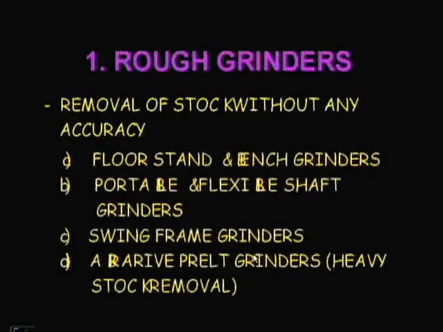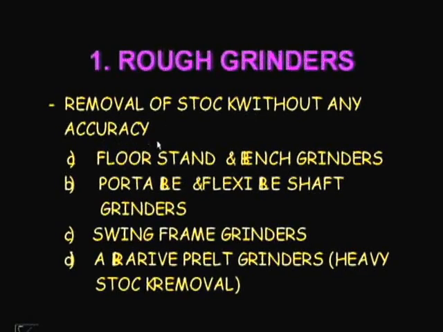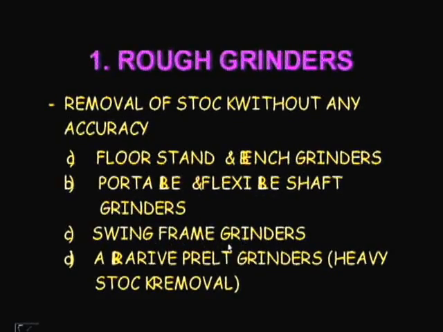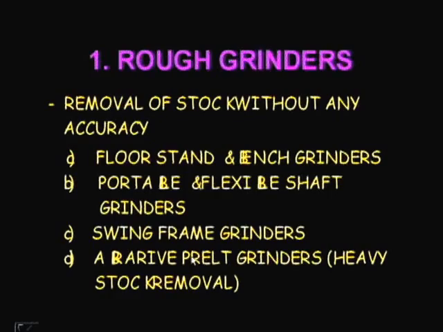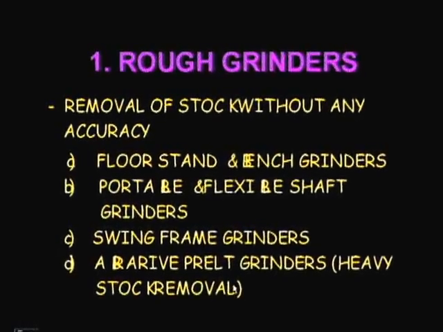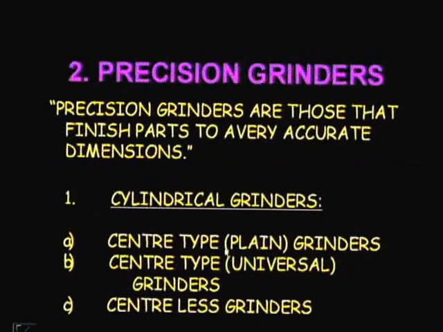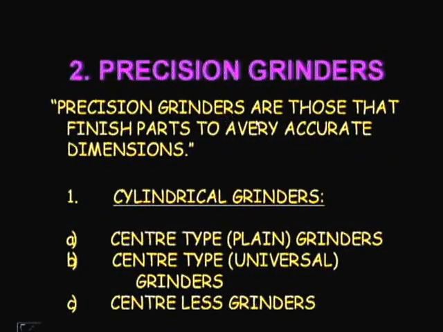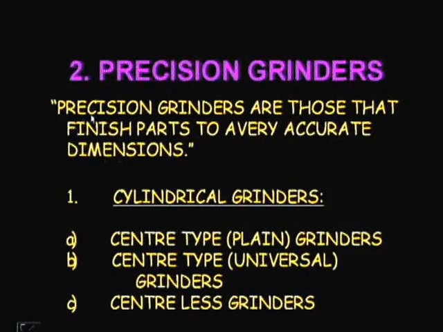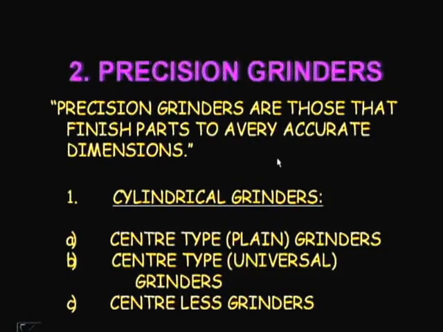Now let us go for what is rough grinding. Here it is removal of stock without any accuracy: floor stand and bench grinders, portable and flexible grinders, swing frame grinders, abrasive belt grinders. Here it is heavy stock removal. This is how the rough grinders can be made. Next is the precision grinder. Precision grinders are those that finish parts to very accurate dimensions. Very accurate dimensions is important.